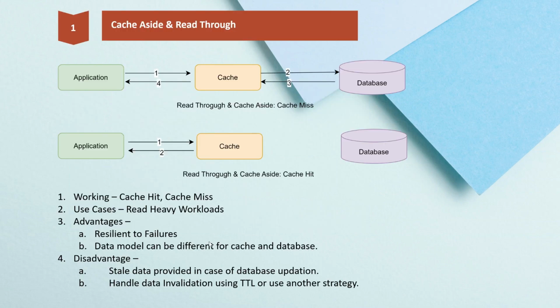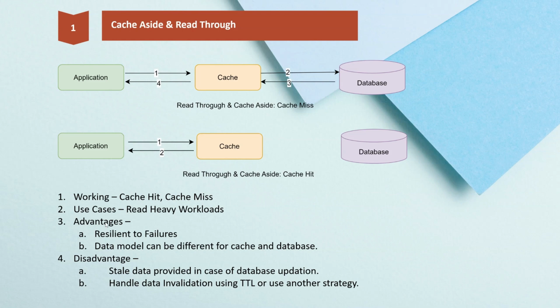In the case of cache aside and read through strategy, the cache sits between the application and the database. Whenever there is a request from the application to the database, it will go through the cache. If the data is available in the cache, it's called a cache hit, and it will be returned to the application. If the data is not available in the cache, a request will be made to the database, the cache will be updated, and after that the data will be returned to the application. That is what is called a cache miss. This type of strategy is mostly used in read heavy workloads.